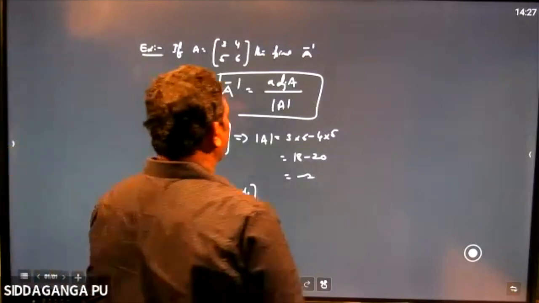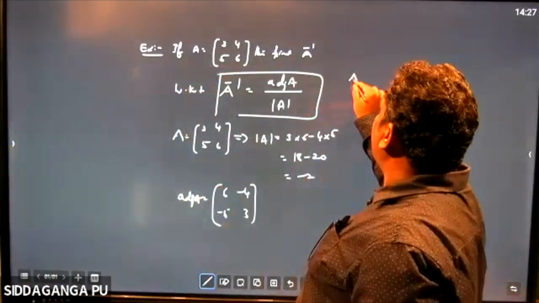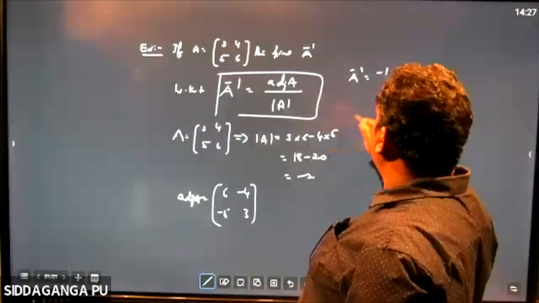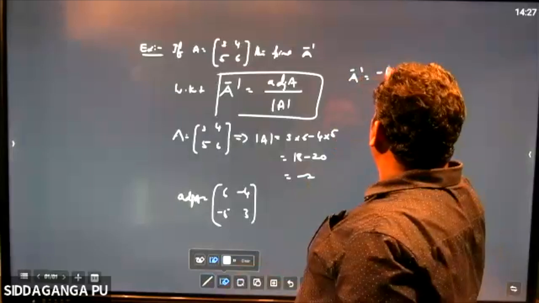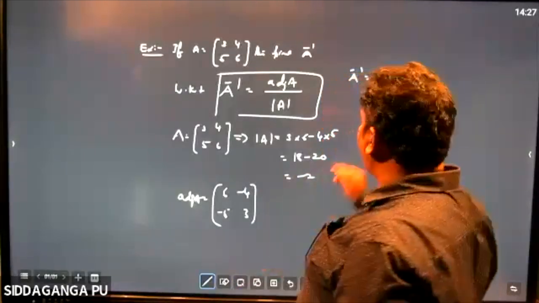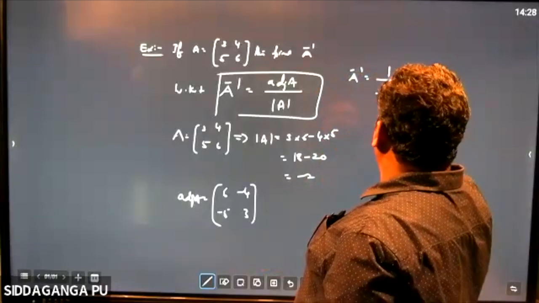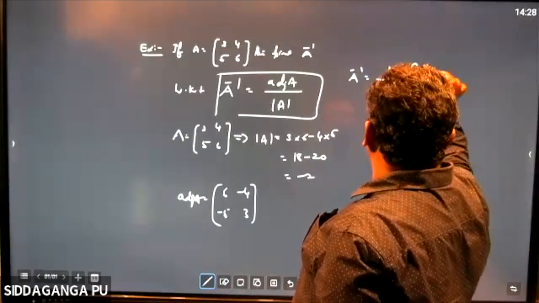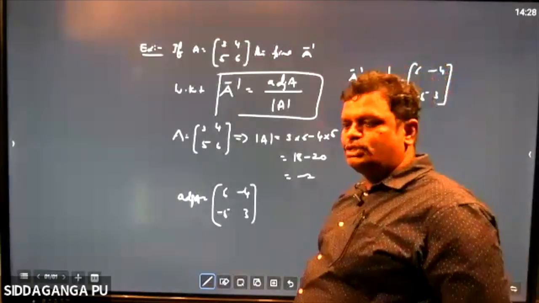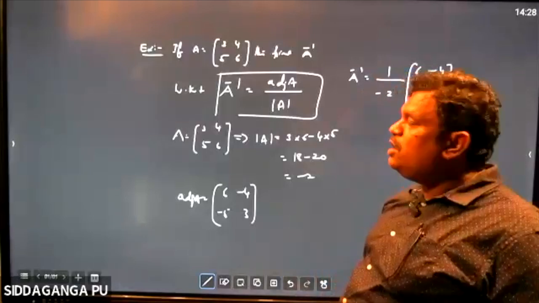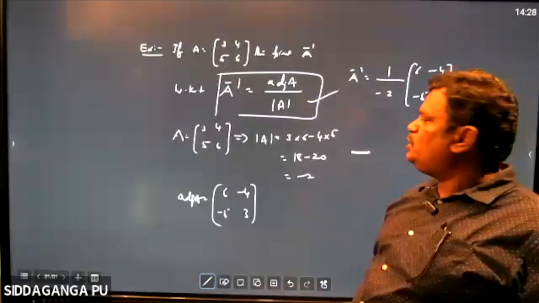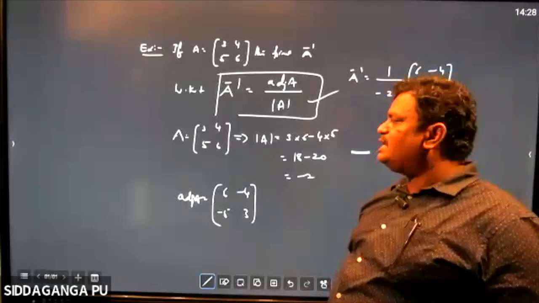Now finally we can write the inverse of this matrix: A inverse is equal to adjoint A by det A. That is 1 divided by minus 2 into adjoint A, which is [6, minus 4; minus 5, 3]. So this is the inverse of the 2 by 2 matrix. First we remember this formula: A inverse is equal to adjoint A by det A. After that we calculate det A.